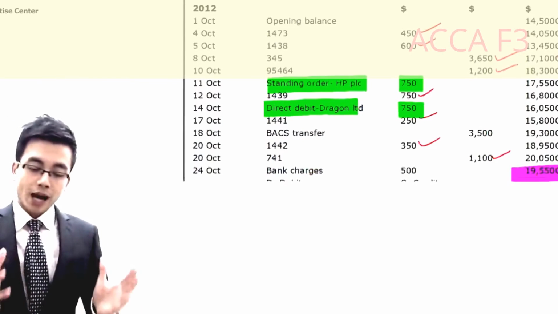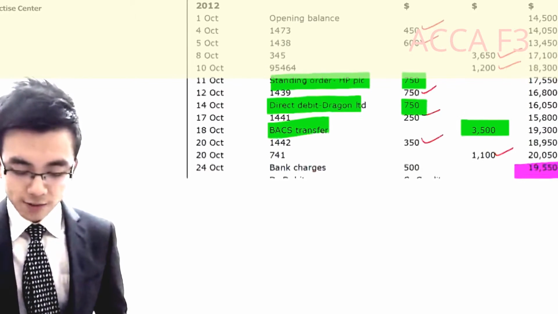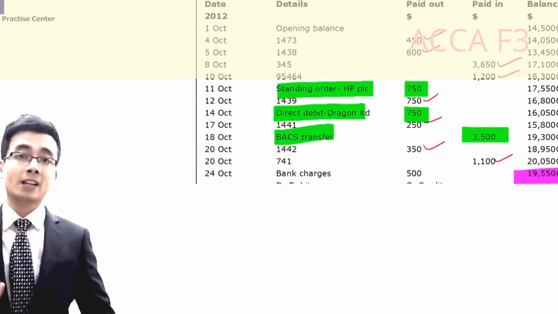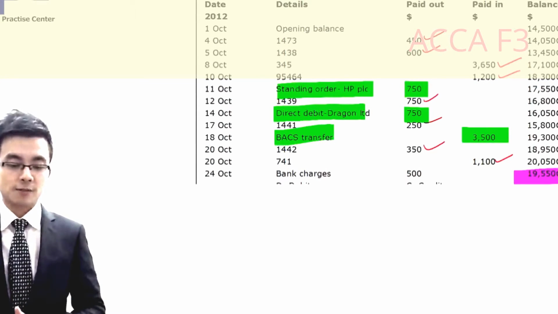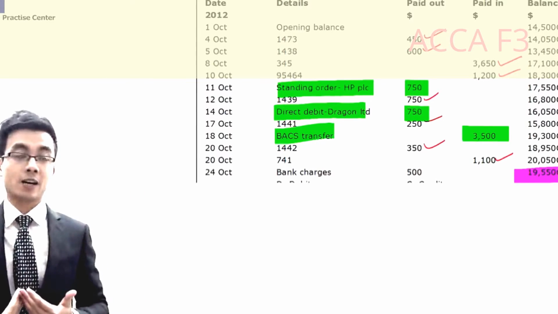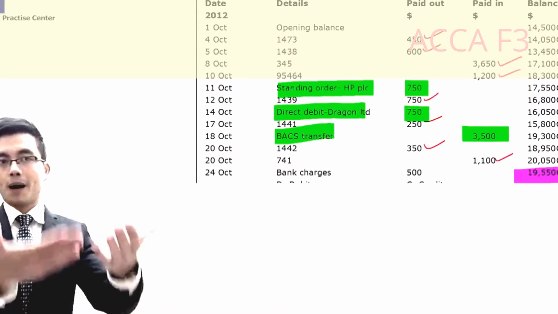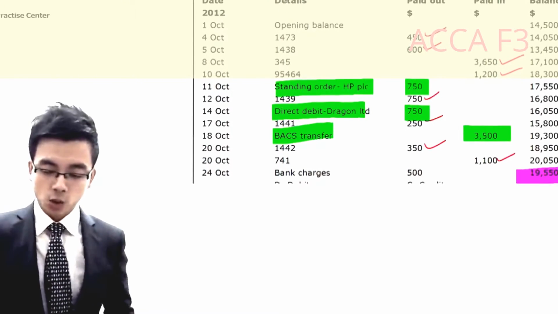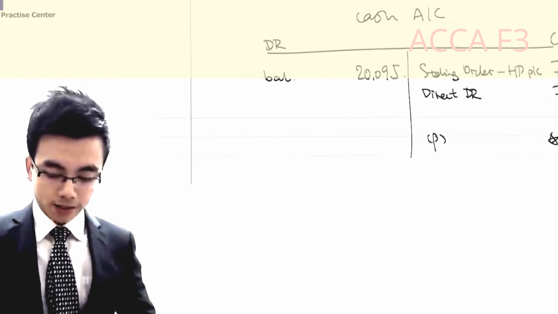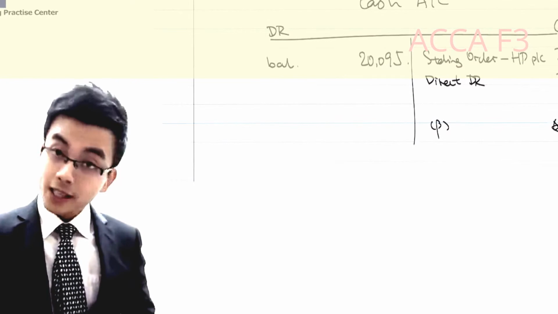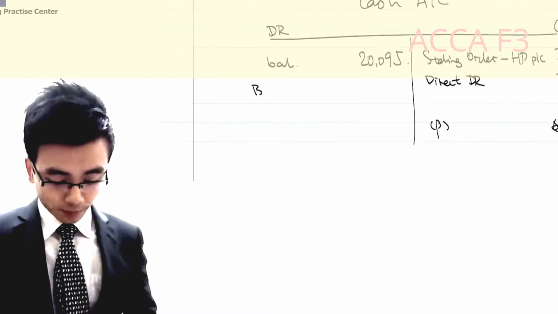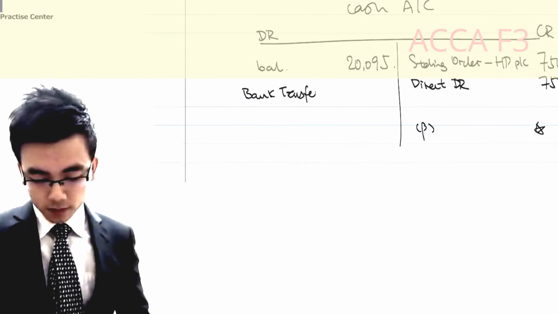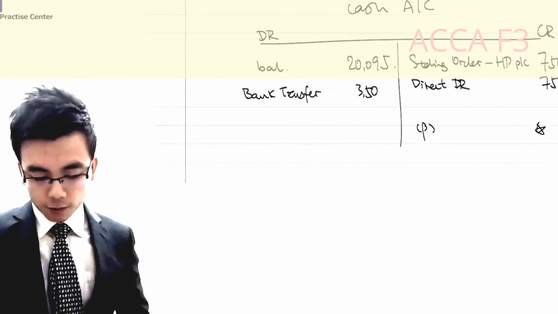Another figure that we haven't recorded is the BACS transfer. So BACS transfer is just the bank transfer. It's the direct bank transfer. It's paid into our bank account, which means maybe the customer is going to pay his money to our bank account worth 3,500. So we need to debit that 3,500. So bank transfer 3,500.